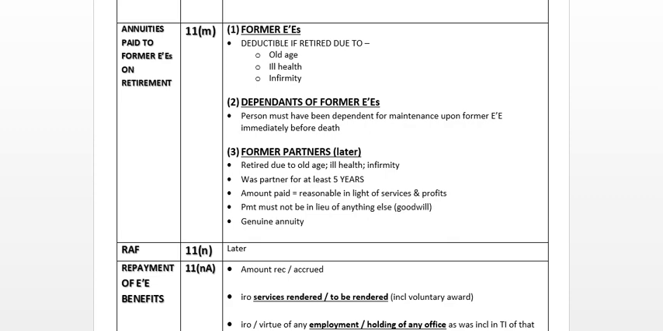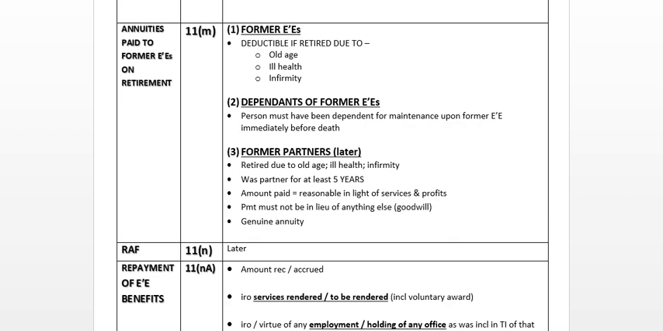So if a former employee receives an annuity and he dies, then you need to determine whether the person must have been dependent for maintenance upon the former employee immediately before his death. So that person relied on the annuity from the former employer. If yes, then it is an allowable deduction. Otherwise, no, it's not.